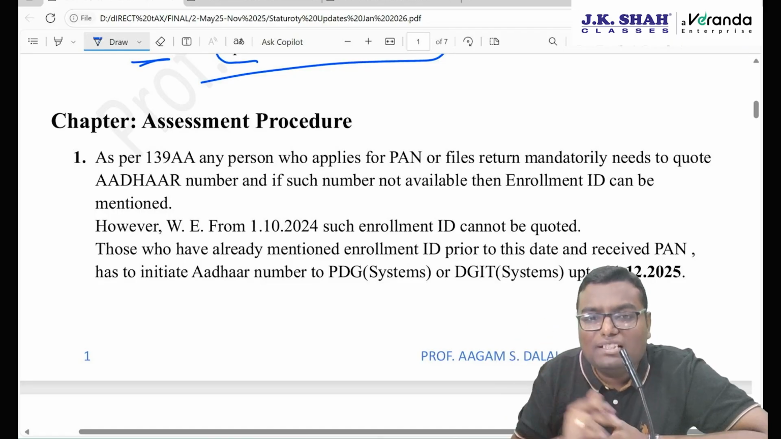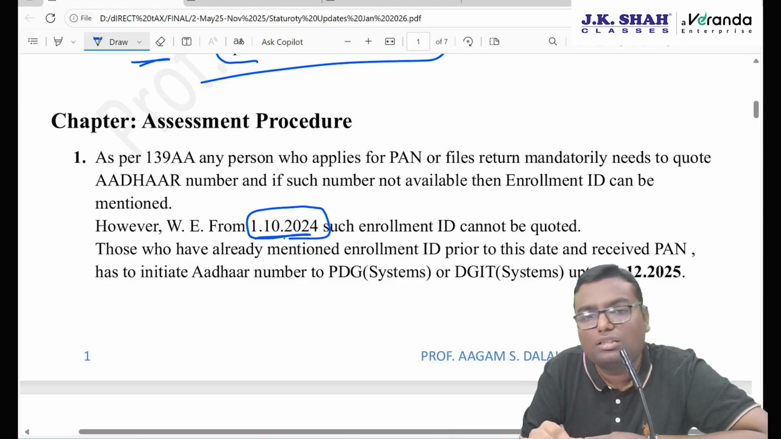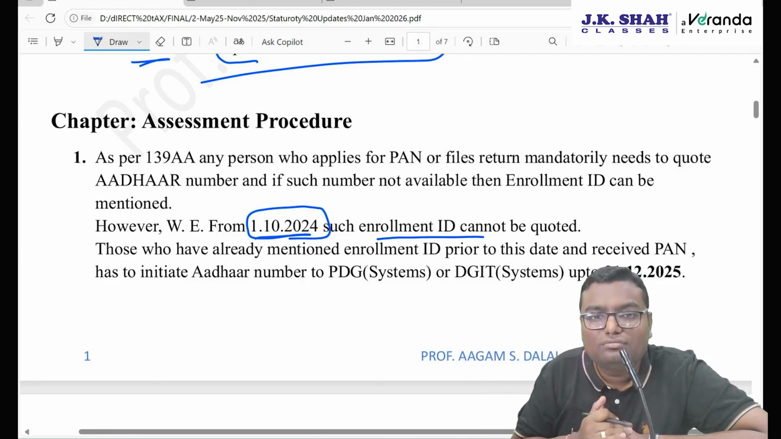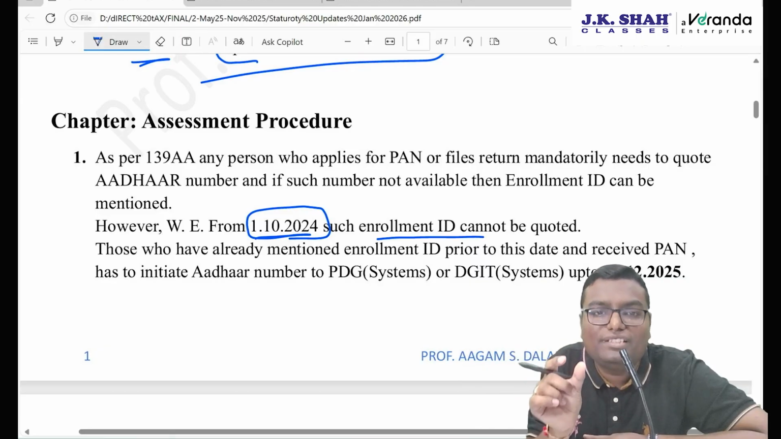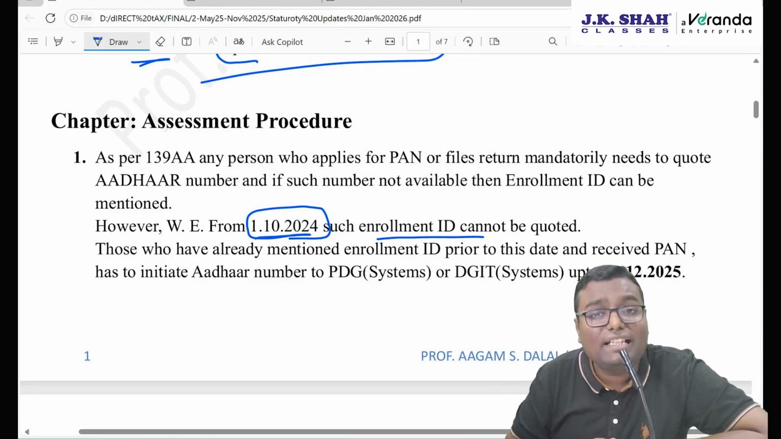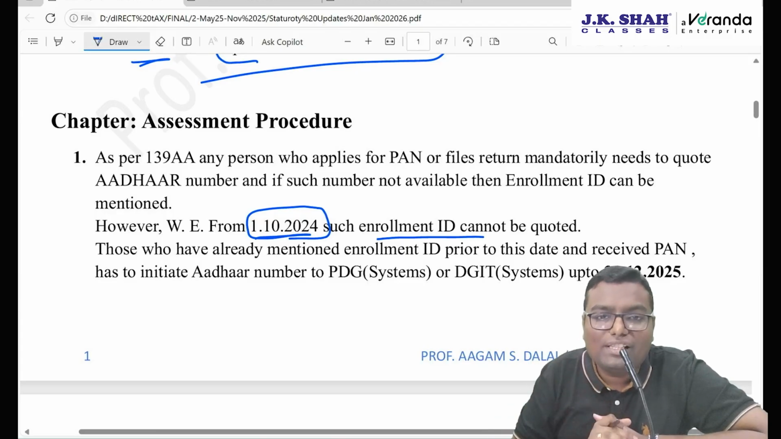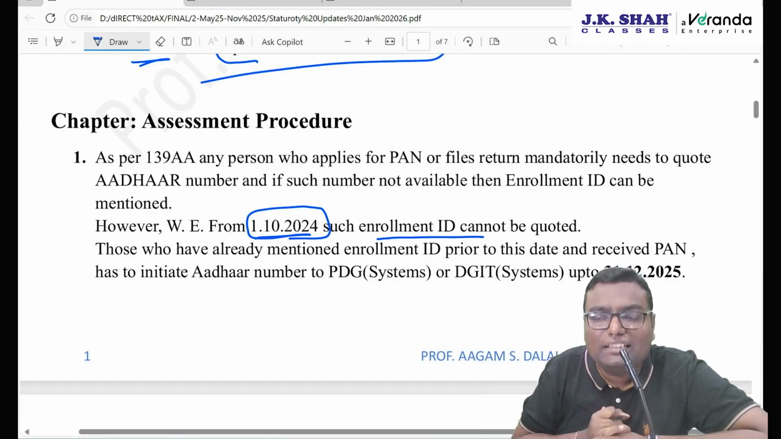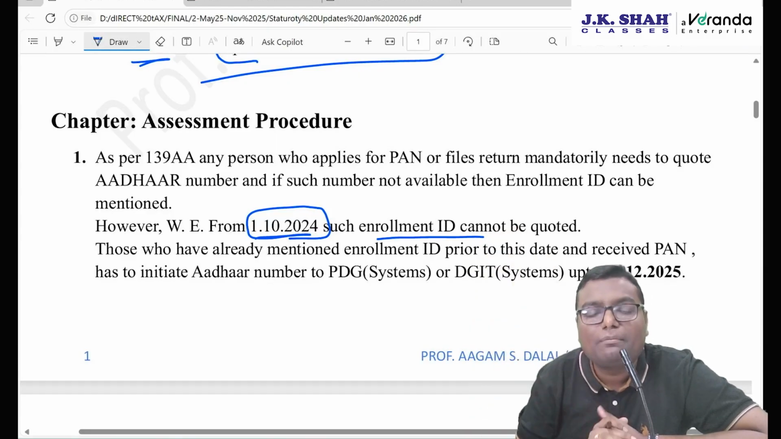But in the second budget, which was issued on 23rd July 2024, it is now clear that from 1st October 24, you cannot quote the enrollment ID. Compulsorily, the Aadhaar number is to be quoted. And for those who have already quoted the enrollment ID, a particular date will be mentioned. Up to that date, they have to mention their Aadhaar number to that authority: that I have quoted my enrollment ID, now I have received my Aadhaar number, and this is my Aadhaar number.